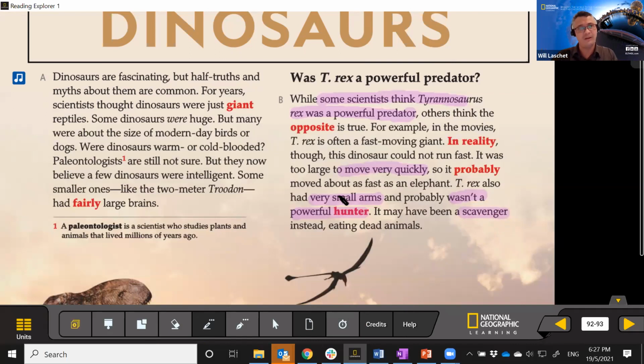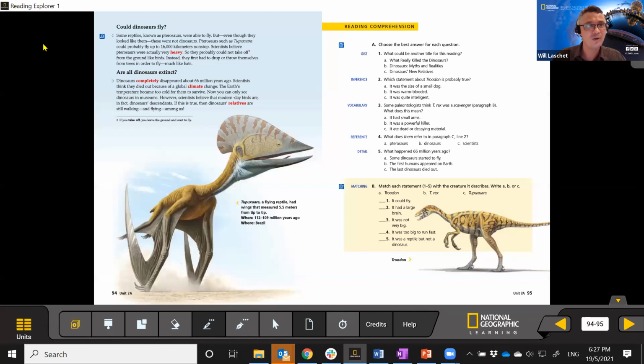We've got two different opinions here. And from my understanding from the research I've done, the more traditional view was it was a powerful predator, and the more modern view emerging now is that it probably wasn't a predator. It was probably more likely to be a scavenger. Okay, there we go. So that's the first one of our predictions. Let's move on and have a look at the second one.